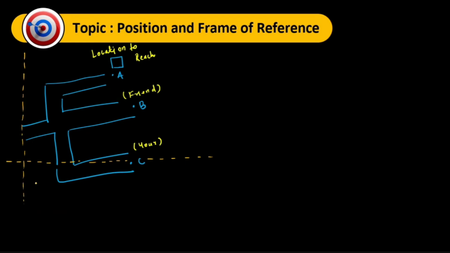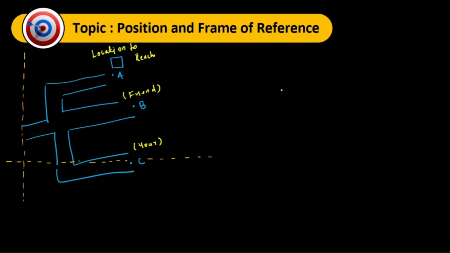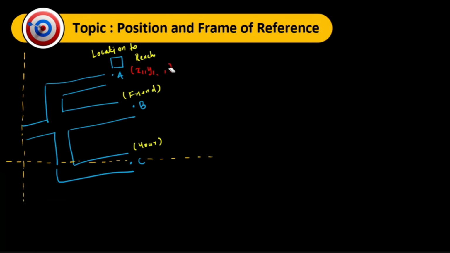So suppose there is a coordinate system, and as per this coordinate system, we can mark the positions. So I assume its position is x1, y1, z1, if I am considering three different directions, but here I should go with only two directions.